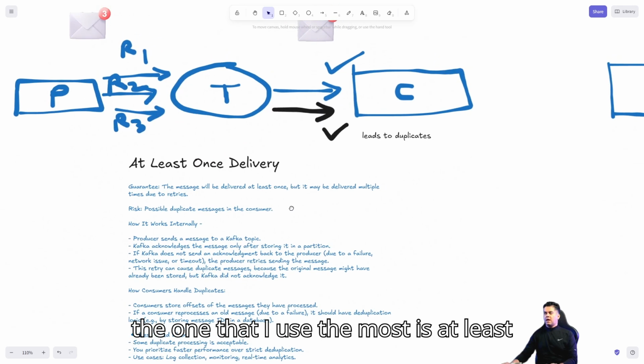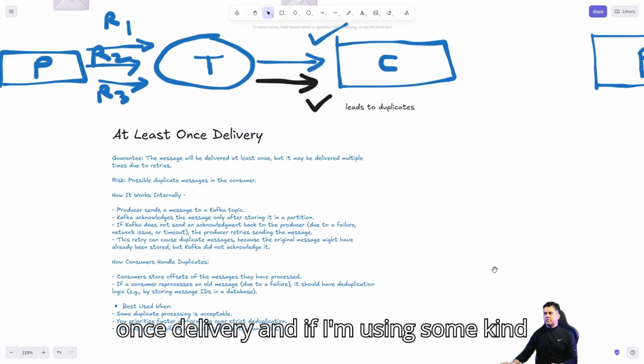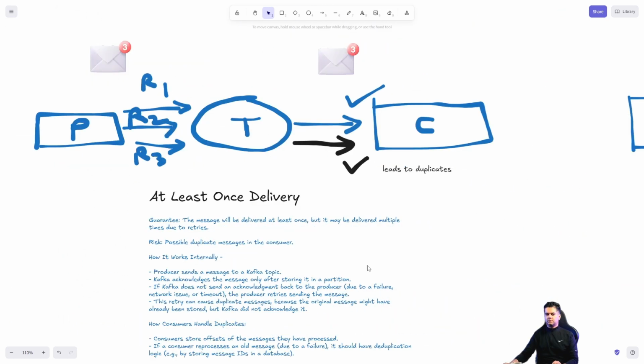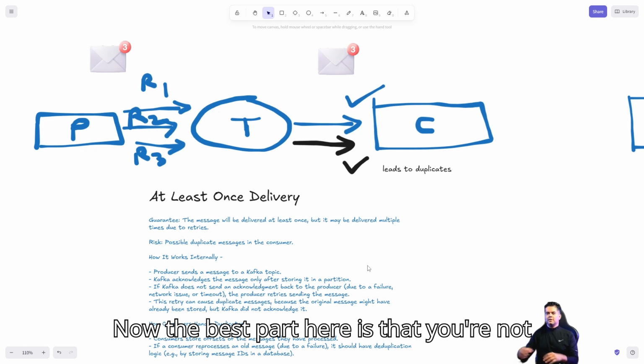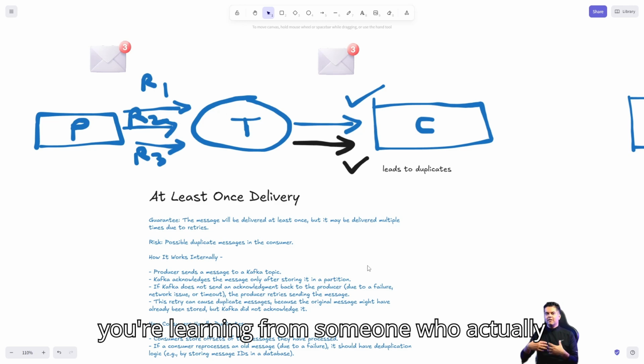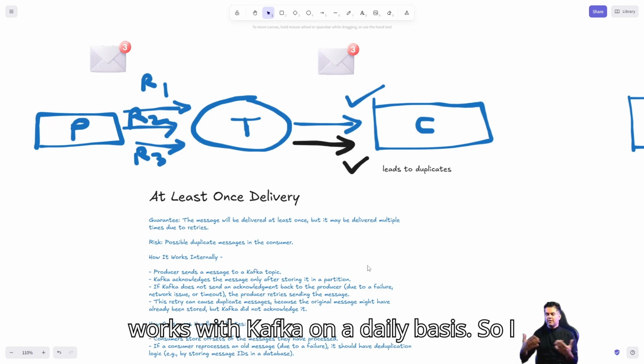Now, the one that I use the most is at least once delivery, and if I'm using some kind of a payment system, then I would use exactly once delivery. Now, the best part here is that you're not learning right now from someone who is just preparing for some interview, but you're learning from someone who actually works with Kafka on a daily basis.